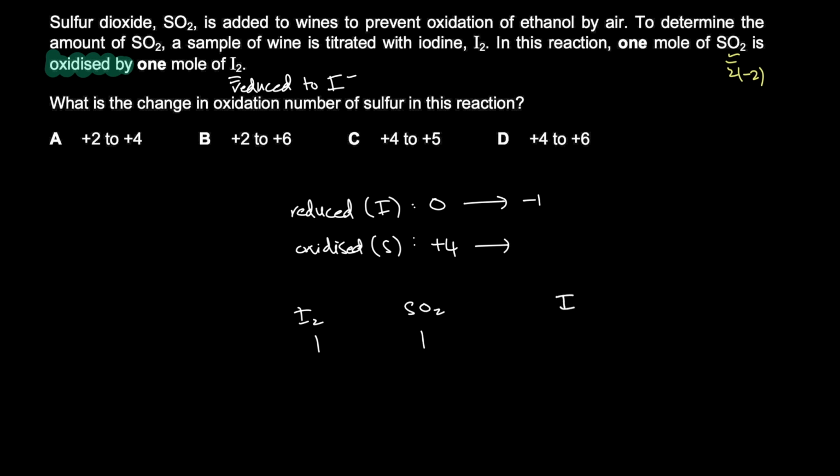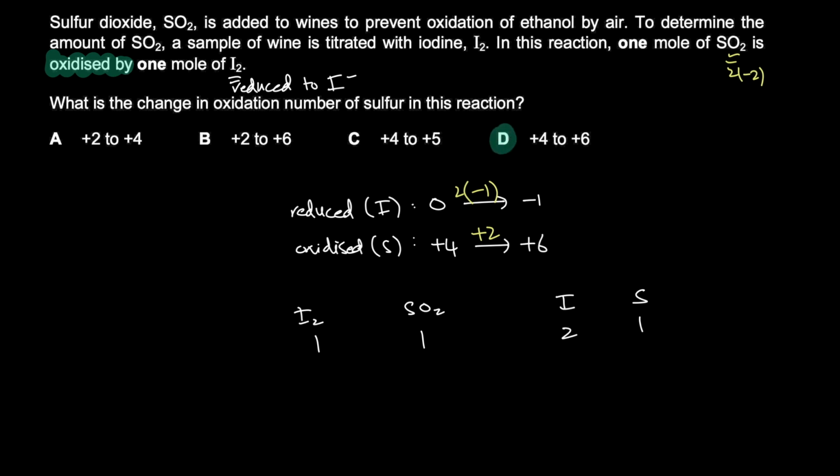So if you think about iodine and sulfur atoms, 1 mole of I2 would be 2 moles of iodine atoms for every 1 mole of sulfur atoms. Now the change in oxidation number for iodine is -1, and we have 2 moles of iodine atoms for every 1 mole of sulfur atoms. Since we have 2 moles, the overall decrease is -2, so that one sulfur atom must have a change of +2. Then the final oxidation number of sulfur is +6, so the answer is D.